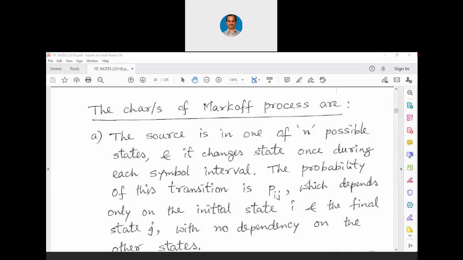Now the probability of this transition is Pij. The probability of me at home, let us say, is Pi, and the probability of me at 11th cross is Pj. Now there is a transition because I am moving. The probability of this transition, that I am moving from home to 11th cross, is Pij, which depends on the initial state i and the final state j, with no dependency on the other states. This is important. No dependency on the other states. What does it mean?